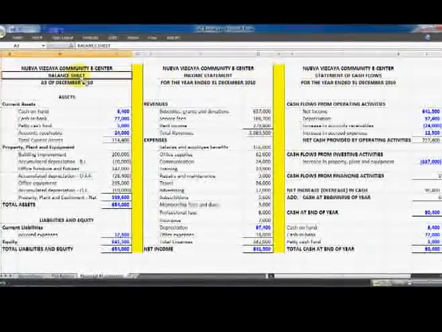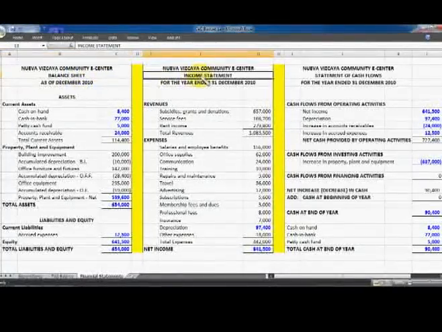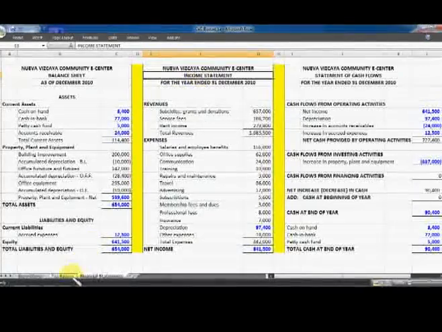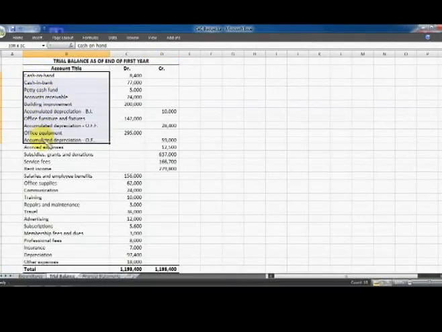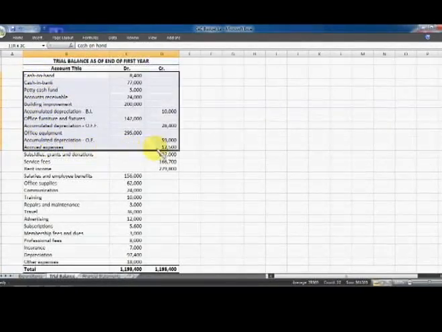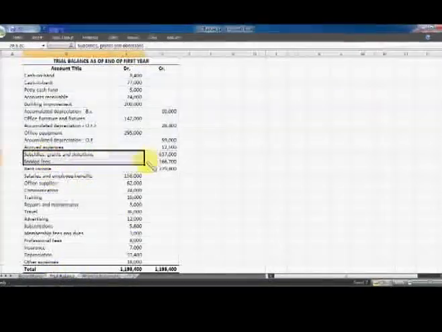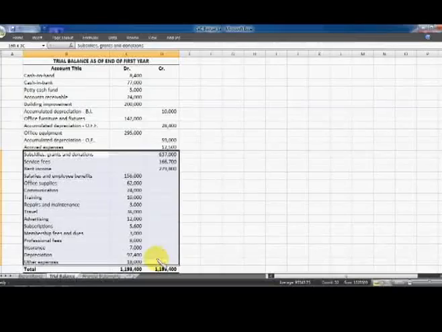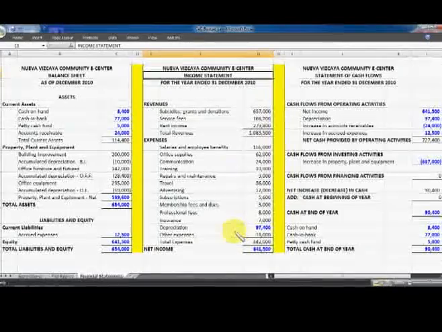The amounts that we use in the preparation of a balance sheet and income statement are basically derived from the trial balance. For instance, all the amounts here, from cash on hand to accrued expenses, are used in the preparation of the balance sheet. And the amounts from subsidies, grants, and donations up to other expenses are used in the preparation of the income statement.